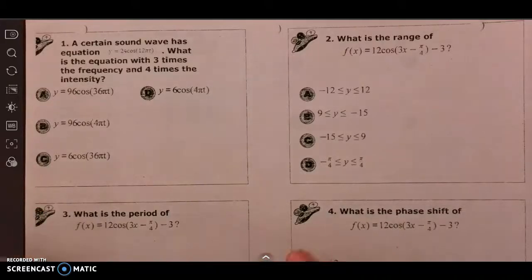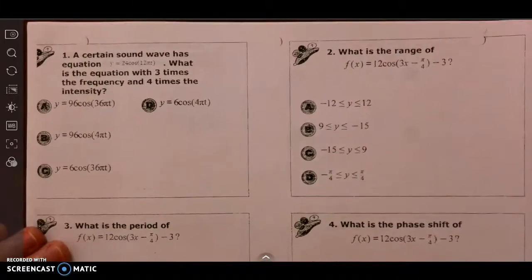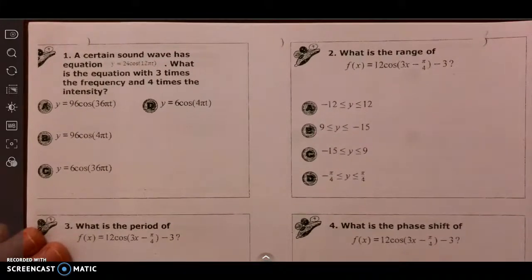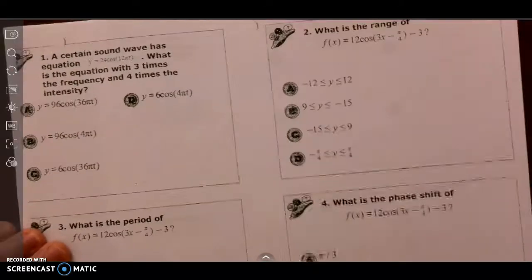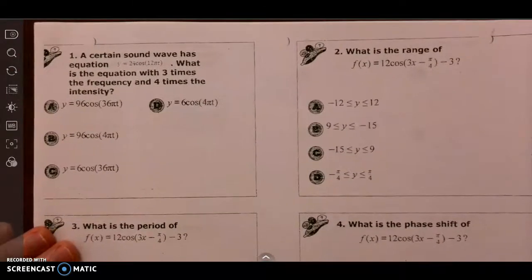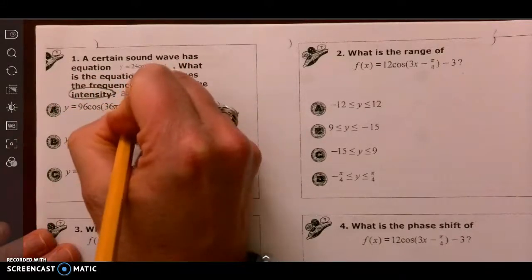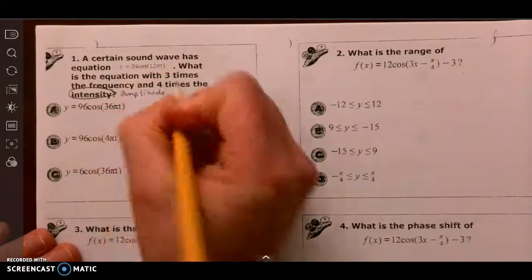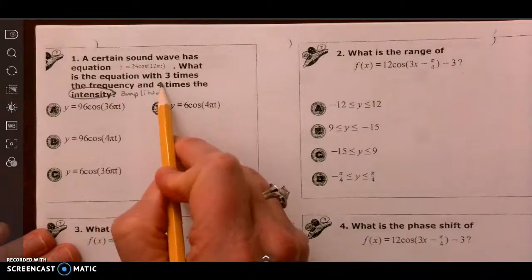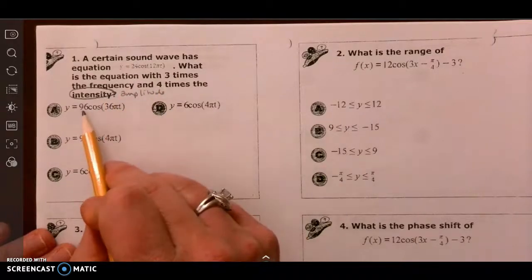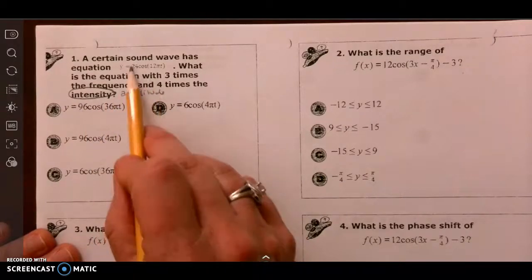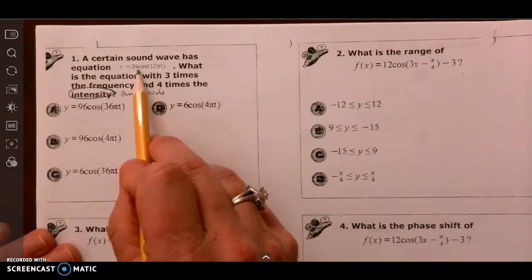Number 1, a certain sound wave has the equation y equals 24 cosine of 12 pi t. What is the equation with 3 times the frequency and 4 times the intensity? Remember, intensity is amplitude. So we're going to multiply 4 times the amplitude. So 4 times 24 gives me 96.